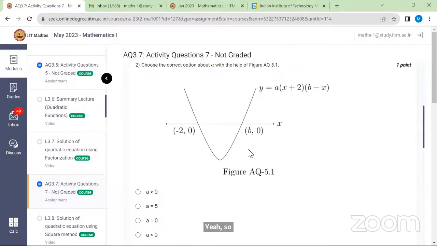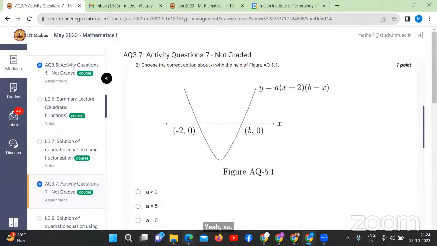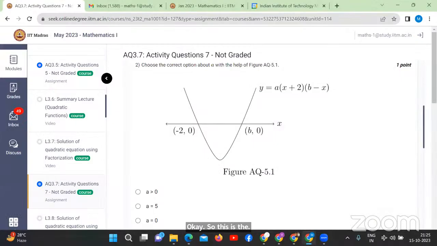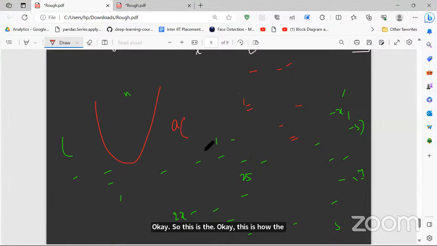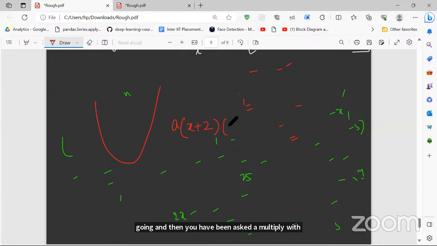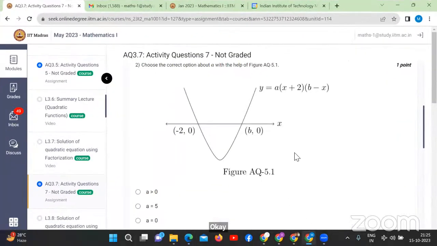Okay, tell me the equation again. This is how the plot is going, and then you have been asked: a multiplied with x plus 2, and then you have b minus x. If this equation is going upward, what will be the value of a? Greater than 0? Positive, no, sir, it will be negative.